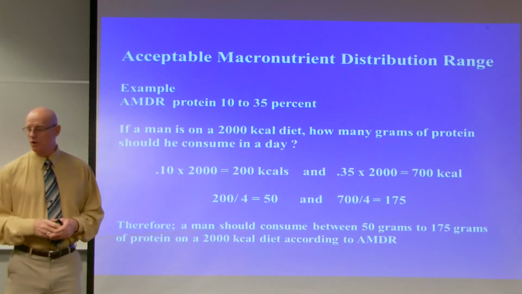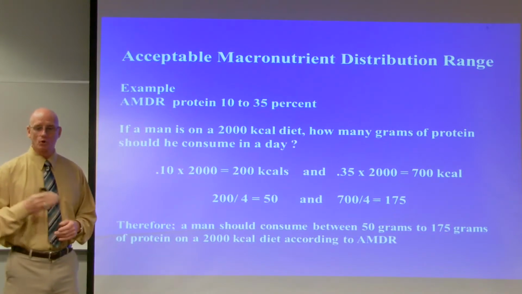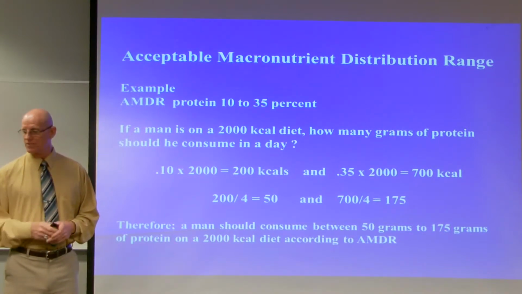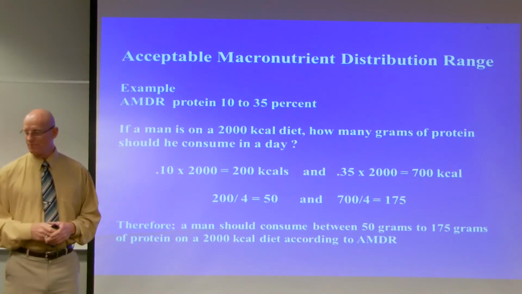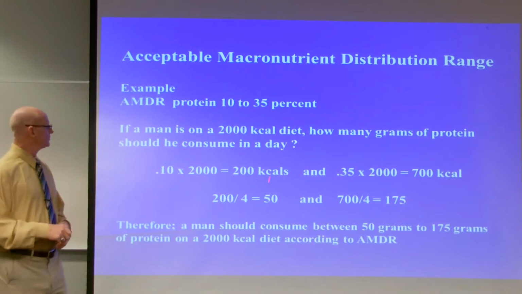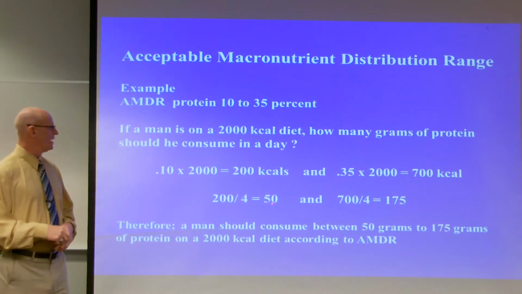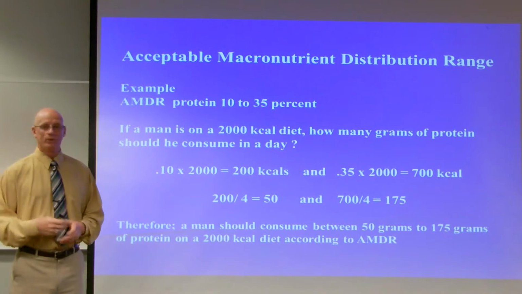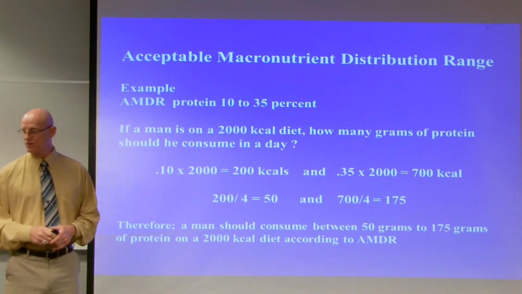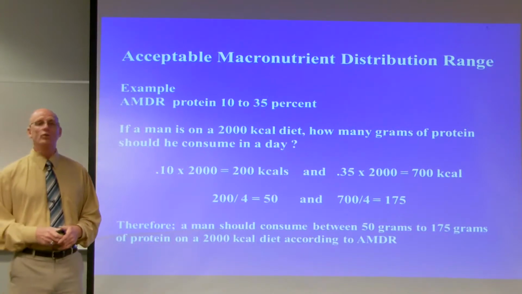Now, to get the grams, you simply divide that by the kilocalories per gram, which in the case of protein would be 4 kilocalories per gram. And you would divide that 200 by 4, and you'll come up with 50. And the 700 by 4, which will give you the upper end range of 175 grams of protein per day according to the AMDR.